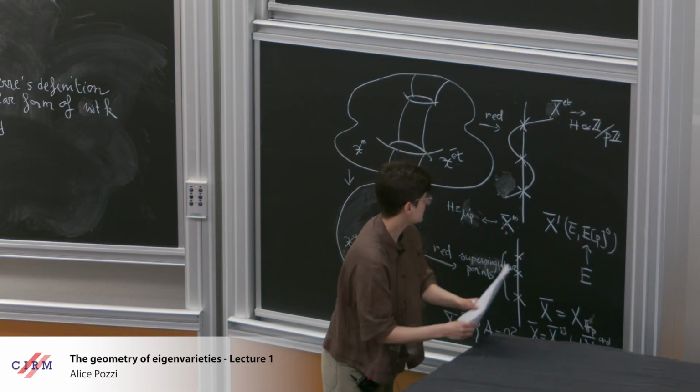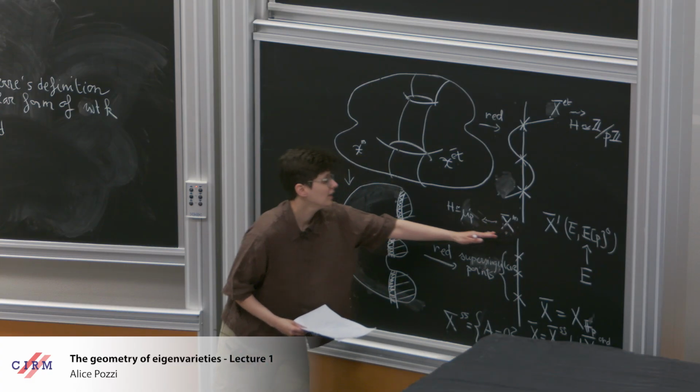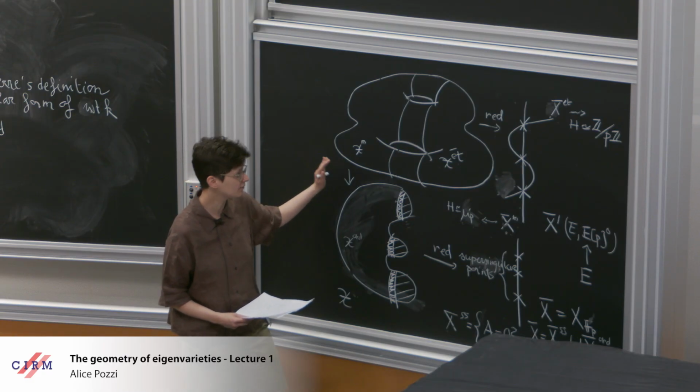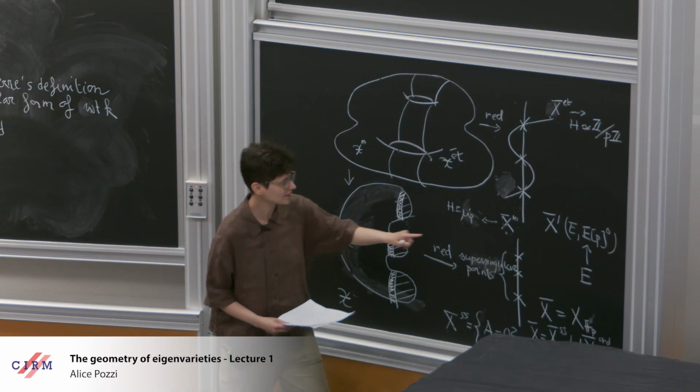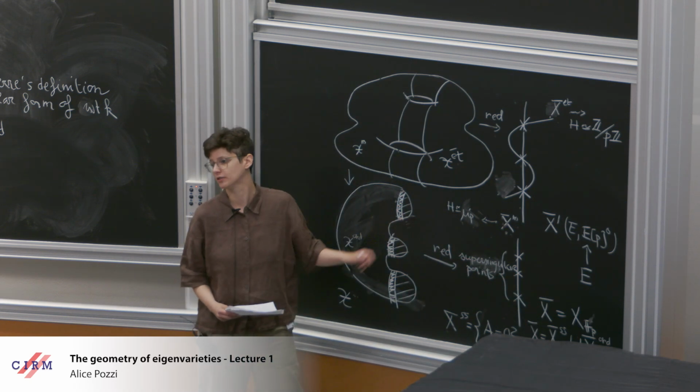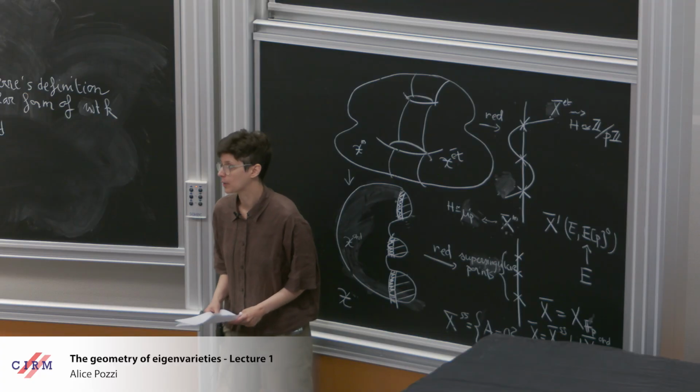The nice thing about this map is that it extends to characteristic 0 via the theory of canonical subgroups. And in fact, it's even better. It doesn't just extend over the ordinary locus, but it extends a bit into the supersingular locus as well.